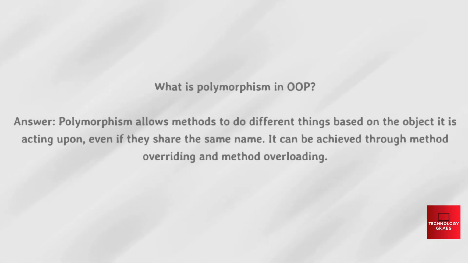What is polymorphism in OOP? Answer: polymorphism allows methods to do different things based on the object it is acting upon, even if they share the same name. It can be achieved through method overriding and method overloading.